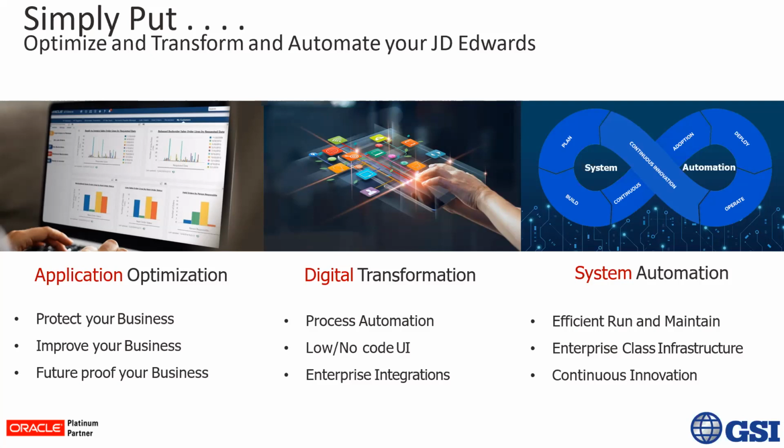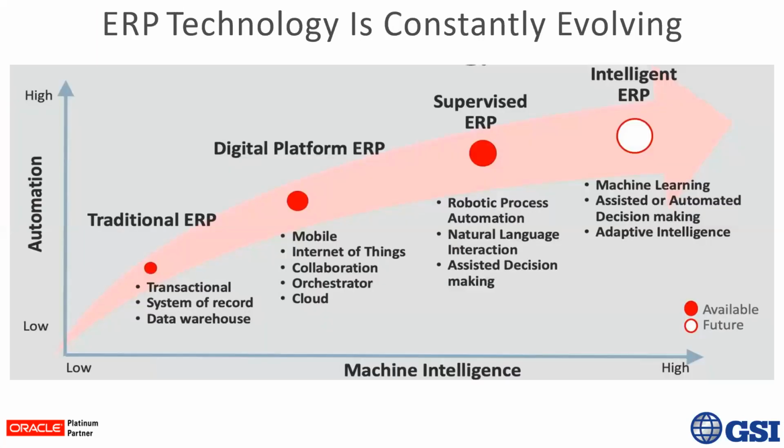So, if you looked at the evolution, that little trivia thing I showed you in the beginning, way back in '77, JD Edwards was just traditional ERP. It was a transactional system. We are now beyond an intelligent ERP. We are now beyond an ERP solution where we could have assisted or automated decision making. We are truly in an intelligent ERP mode.